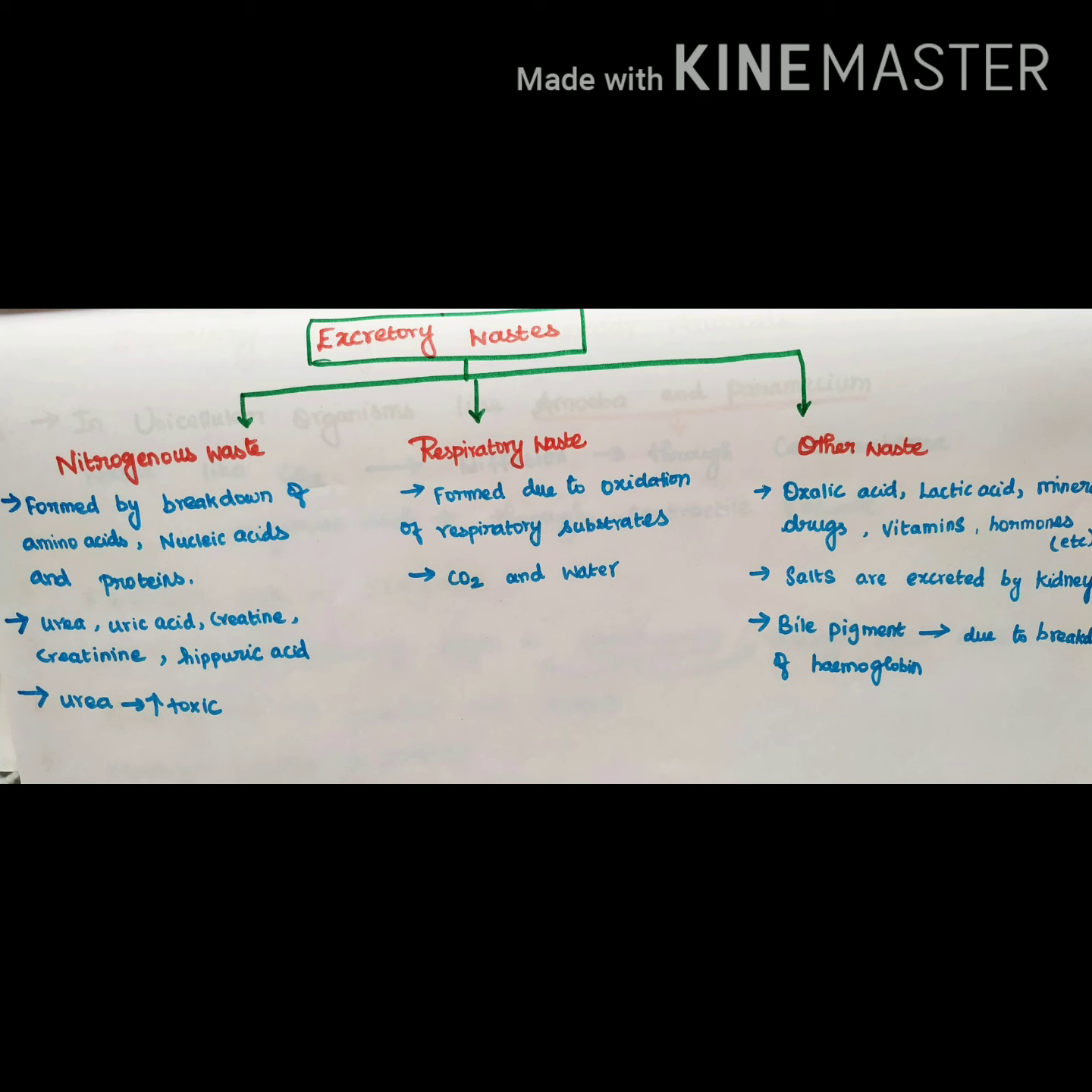Okay. Number 1, first we will see what is a nitrogenous waste. This is formed by the breakdown of amino acids, nucleic acids and proteins. So from the name it is very clear, it will produce some nitrogenous related waste. So how does this nitrogenous waste get produced in the body? By the breakdown of the amino acids, the nucleic acids or the proteins.